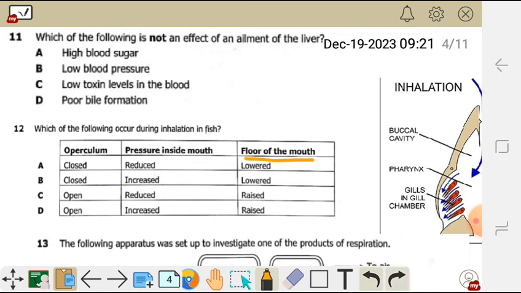And then the flow of the mouth is going to be lowered. So the correct answer here is B. The operculum is going to close. The pressure inside the mouth is going to increase because we have flow of water inside there, and the flow of the mouth is going to be lowered. Question 12, correct answer is B.